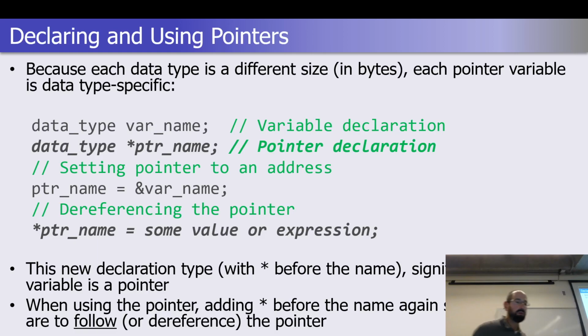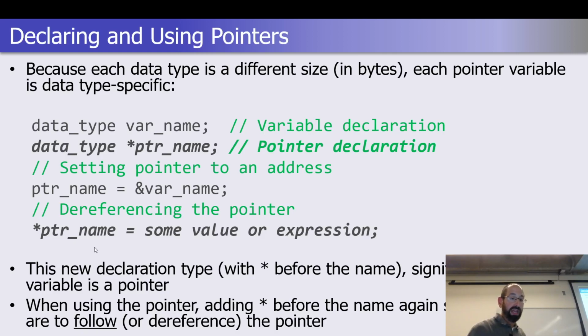Sure. I think I could have missed what you said earlier, but in that middle part where you said the dereferencing the pointer, how different is that from assigning the variable name to some value expression?